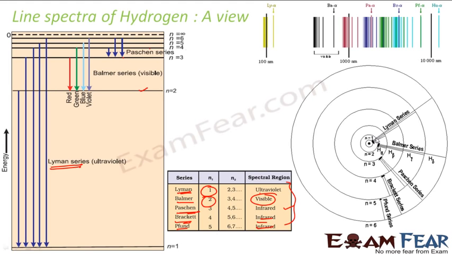Here, if you want a clearer view: if it is coming to n equal to 1 from any higher orbit, it is Lyman. To n equal to 2 from any higher orbit, it is Balmer. To n equal to 3, it is Paschen. To n equal to 4, it is Brackett. To n equal to 5, it is the Pfund series. That's how they have named the series, after the people who found them.